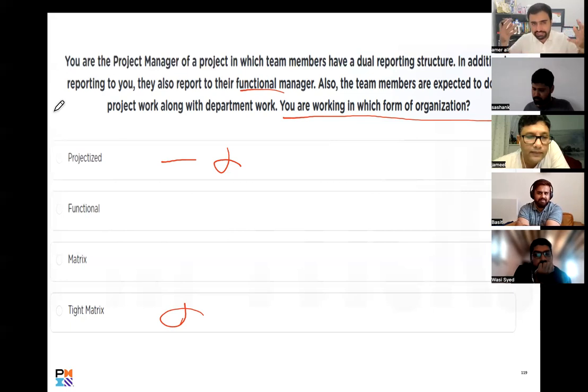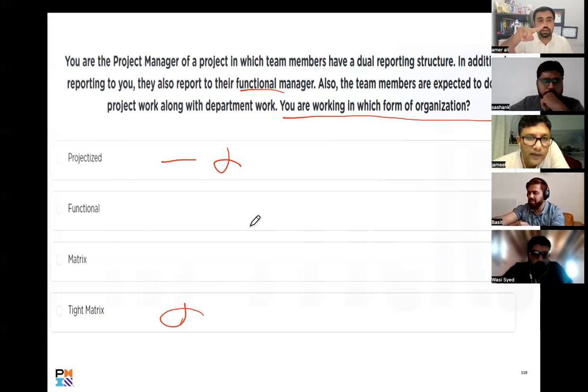So just to put the lesson learned, you will put it in the Excel file. Now, in this, there are four lessons learned. You will put that in projectized: we have a single reporting structure, the project manager. Functional: single reporting structure, the functional manager. Matrix: you have a dual reporting structure, both project manager and functional manager.